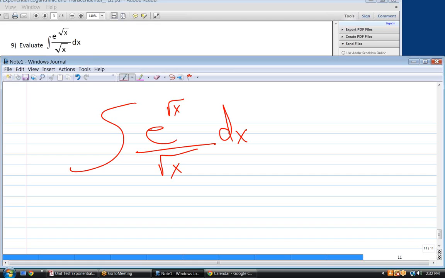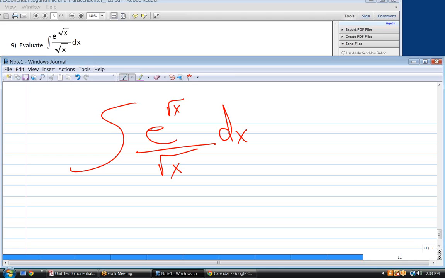How are we going to do this problem? So we have e to the square root of x over the square root of x. Would we just break this apart and solve it as two separate ones? No, that doesn't really help.